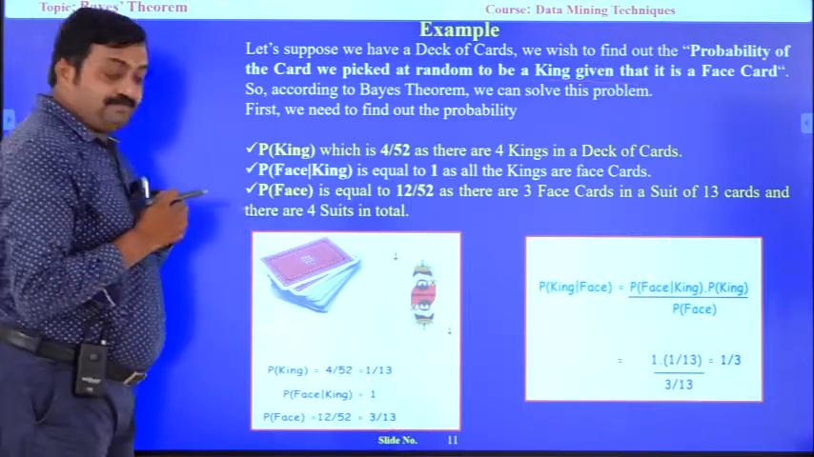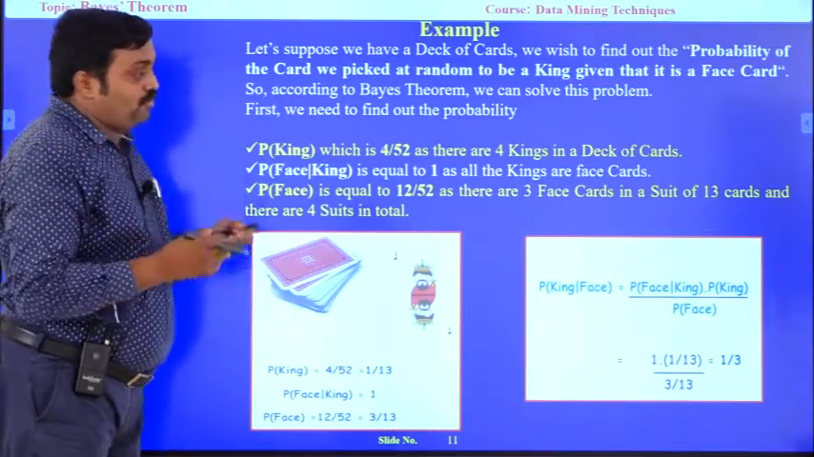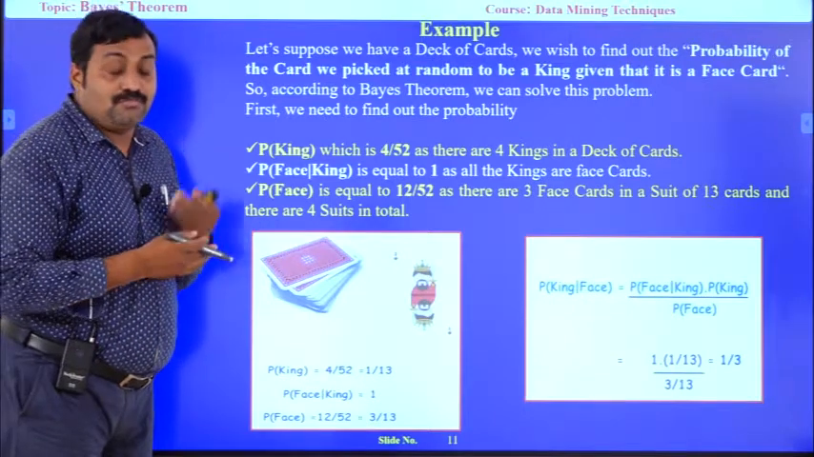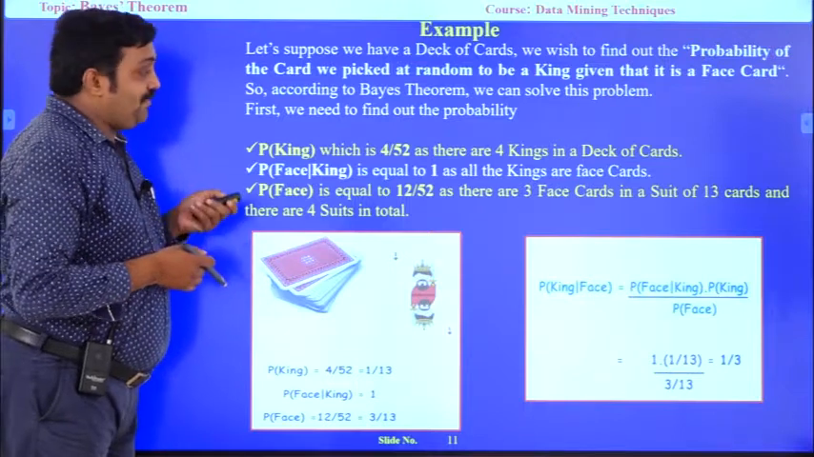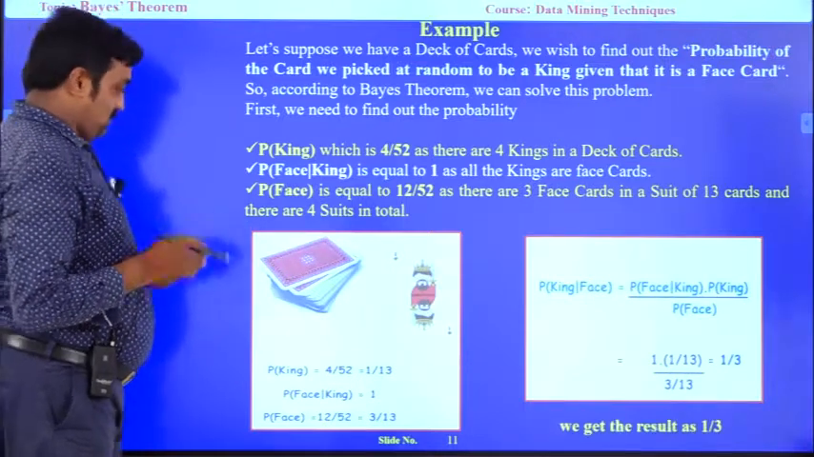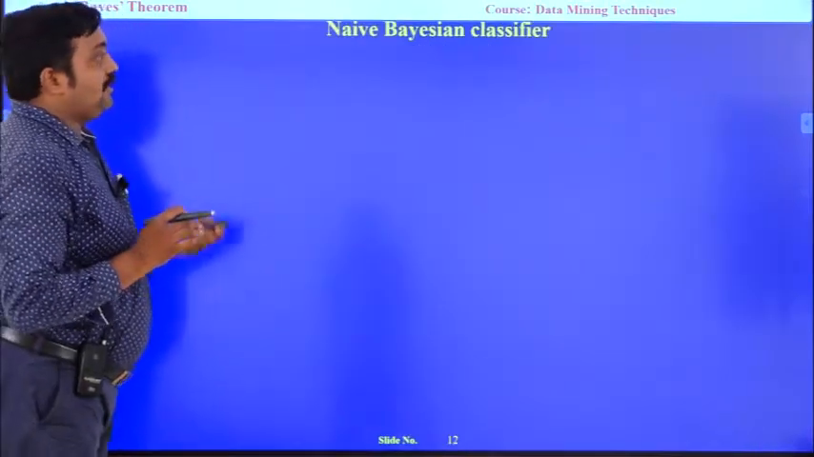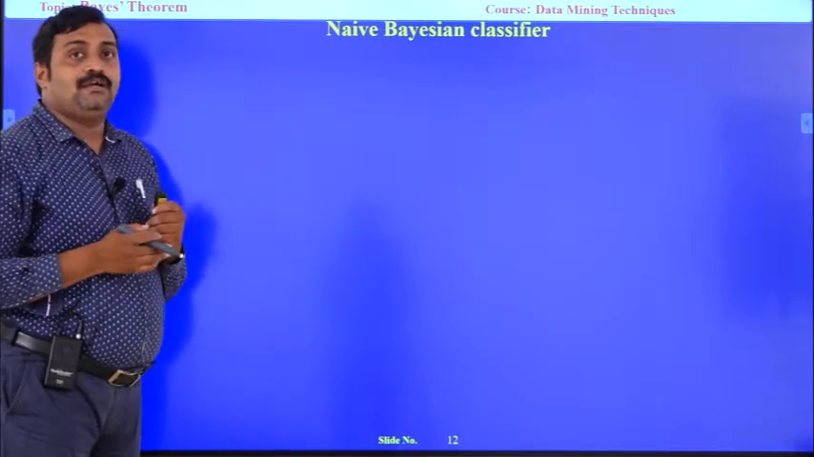Whenever we have more attributes and more classes, how are we going to do it? For that, we go with another classifier called the naive Bayes classifier.